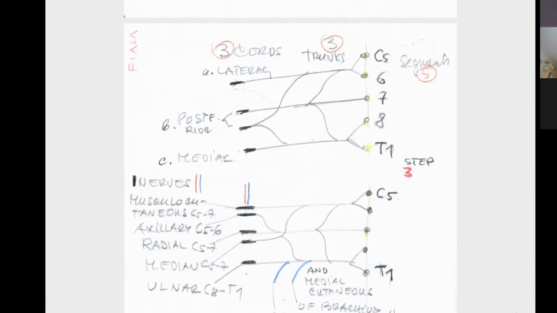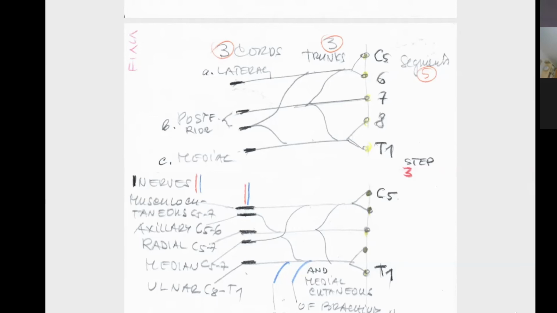Step 3 is based on the same procedure. We see on the right side again the segments, then the 3 trunks, as we said, then 3 cords, and as you see, another interconnection finally forms 5 nerves. On the left side, you see red and blue, which means mixed nerves, with the names. Musculocutaneous: the name says that it innervates the muscles and also the skin. C5 to C7 from the lateral cord, lateral fasciculus, then the axillary nerve C5 to C6.